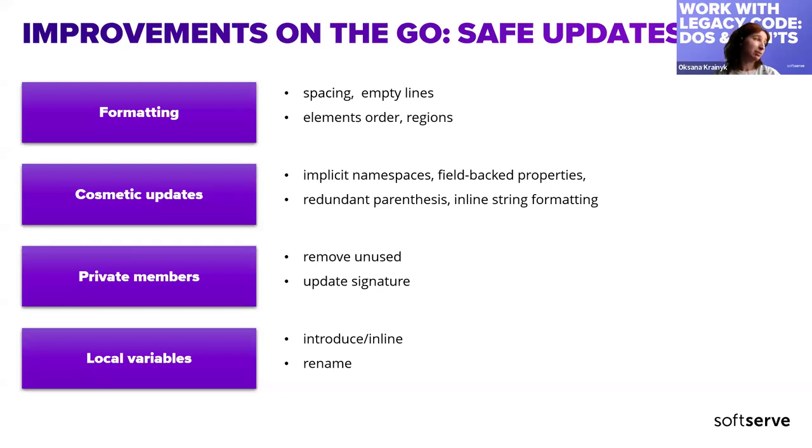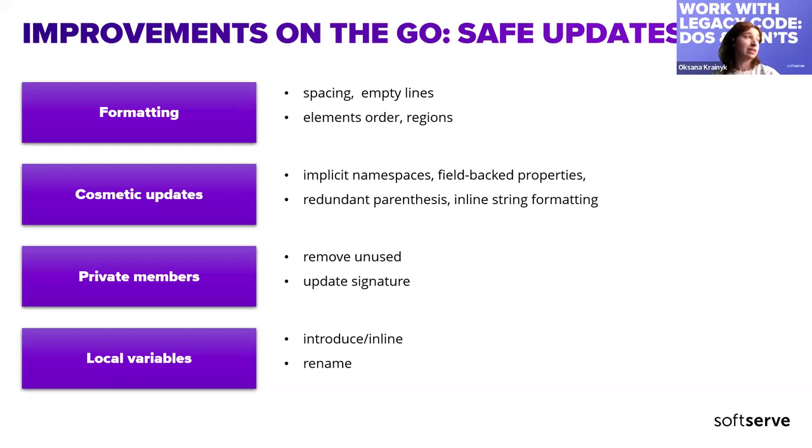Those are updates related primarily to formatting, to cosmetic updates, and updates that are limited to the scope of one class. For example, private members, we can safely rename or remove them, if of course they are not used. We can safely update the signatures and introduce inline variables. Two main items to pay attention to here.